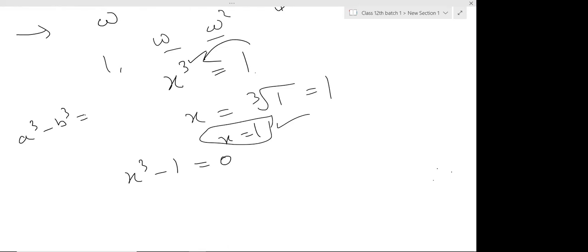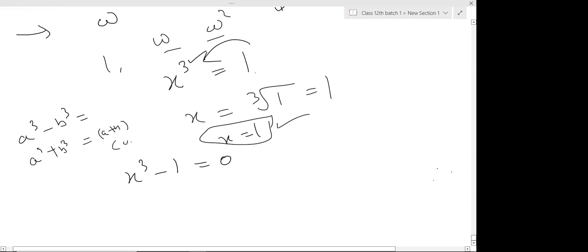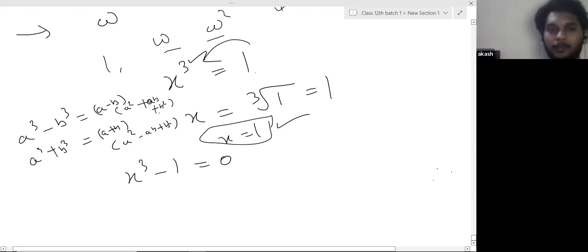Sir, the a plus b into a square minus ab plus b square. Absolutely right, but that is the formula for a cube plus b cube. Then what do you want? Minus. Oh, then it's like that. A minus b into a square plus ab plus b square.